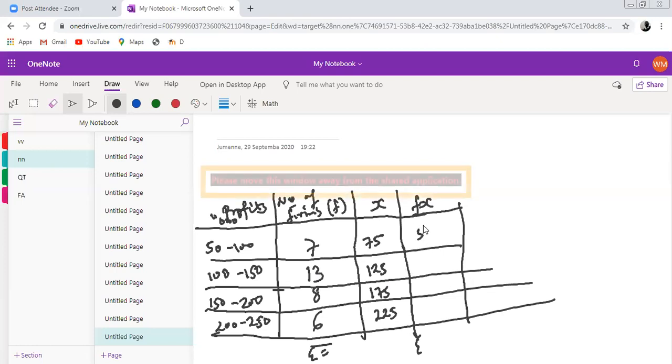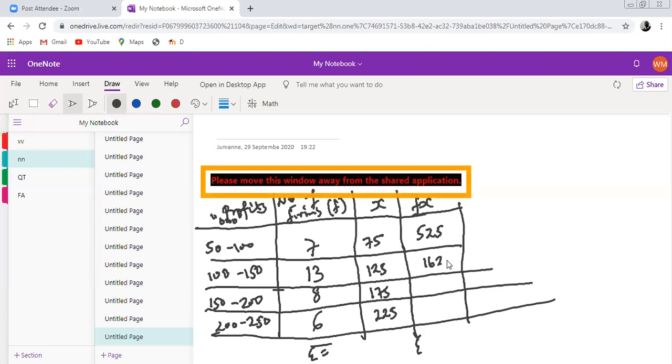525. Next one. 1625. Next one. 1400. Next one. 1350. So can you get now the total?